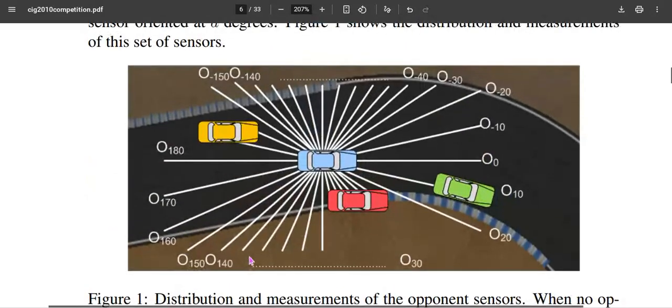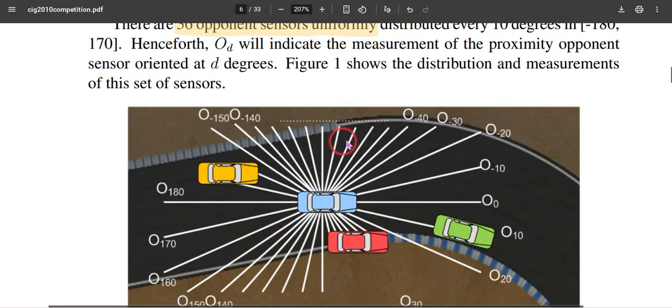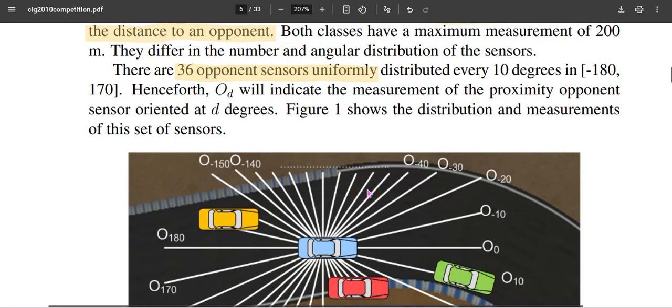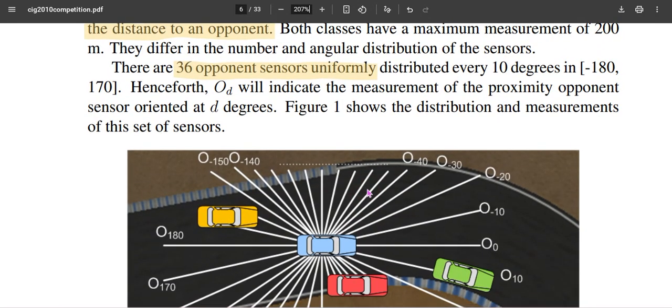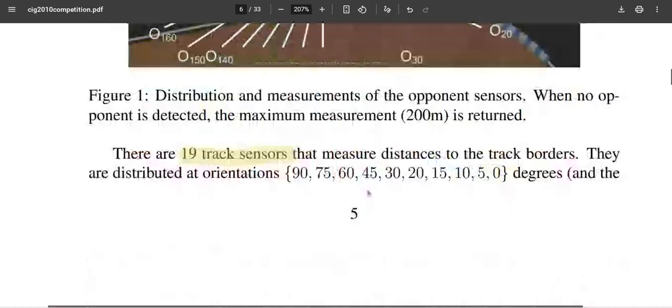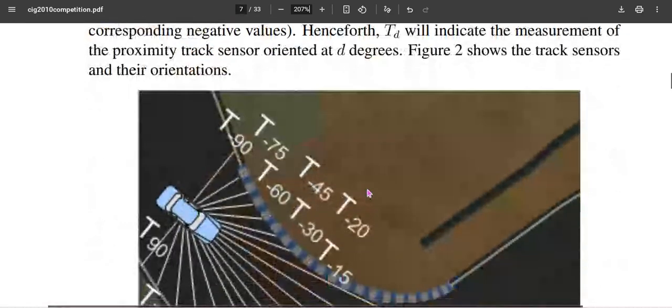And also for the opponents, there will be sensor information throughout the 360 degrees, and how far that information reaches in a particular direction. Like 200 meters will be completely free, and how much the distance is reduced from 200 meters will tell you how close the opponents are in that particular direction. So these are the information.